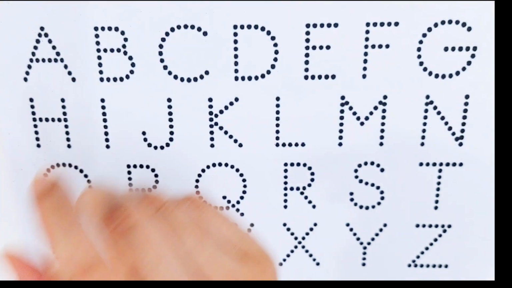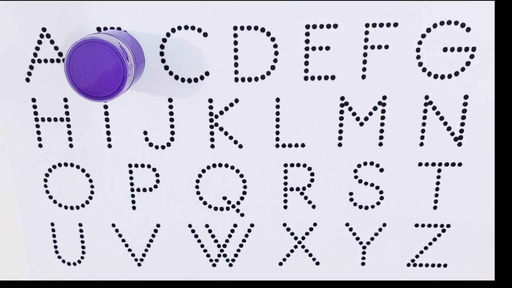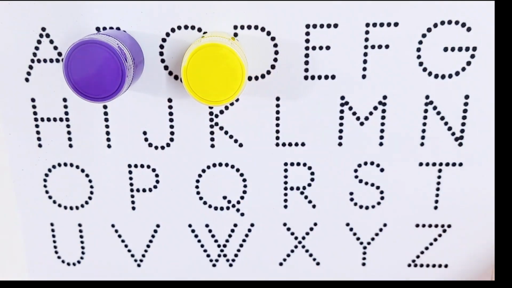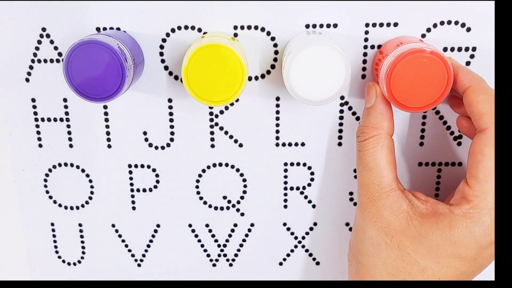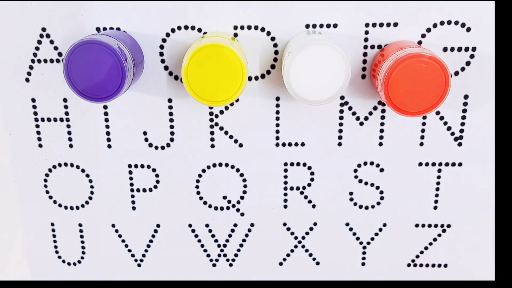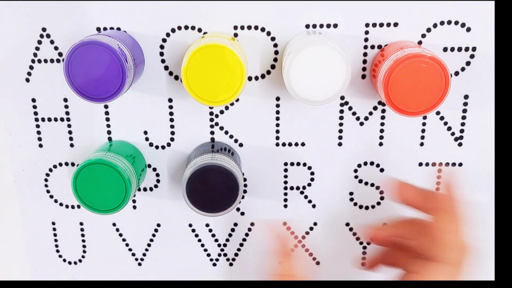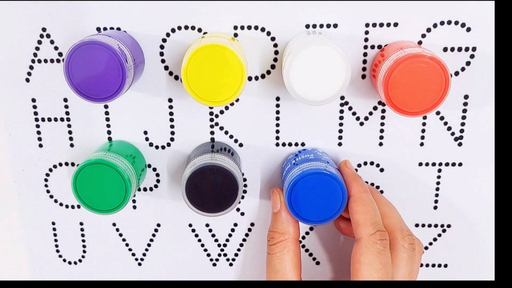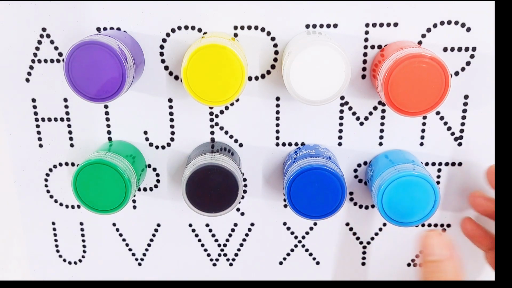Hello kids, let's learn some colors name. Violet color, yellow color, white color, red color, green color, black color, dark blue color, sky blue color.